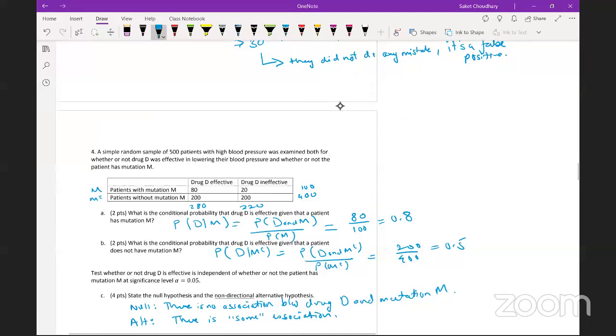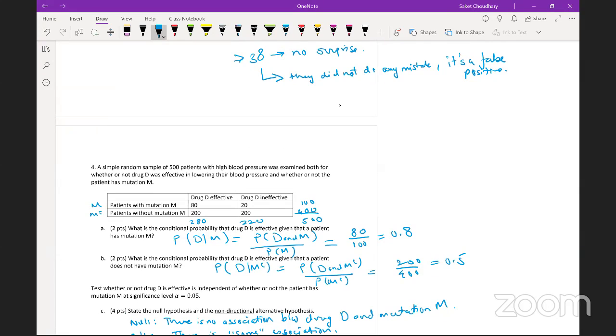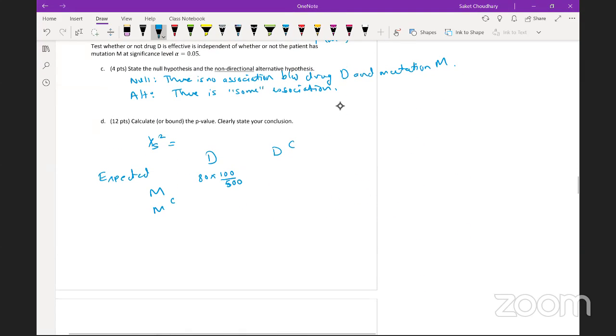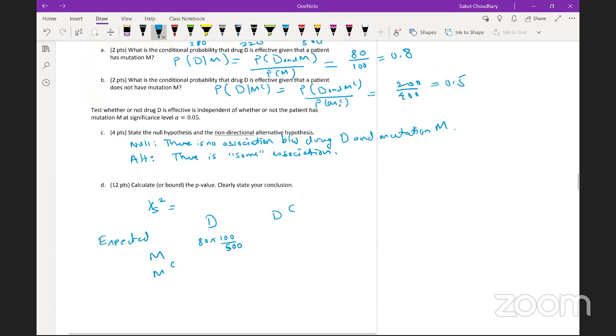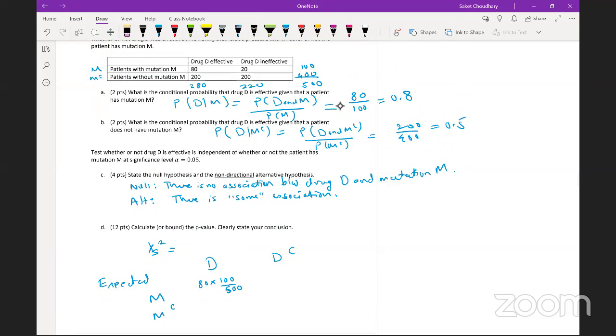Okay, so how did we get this particular expected value? So we have 500 people in total. 100 of them have a mutation M, and 80 of them seem to have a disease D and mutation M. So in a sense, sorry, this is wrong. It should be 280.